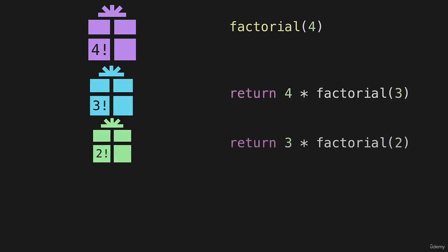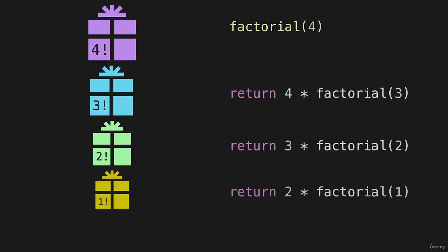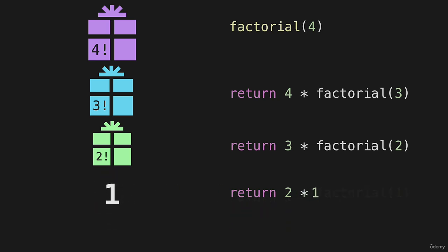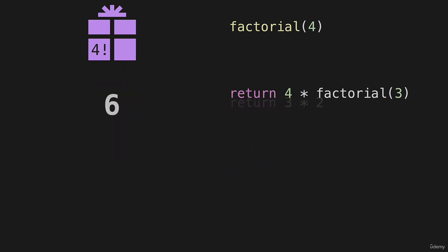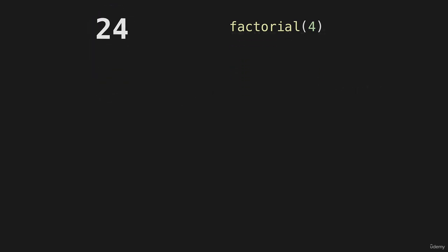Then 3, and 2, and 1. And in the gift box video, we had a ball when we reached our base case, but now this is going to be a 1. And then 1 gets returned to this function call. And then we have 2 times 1 is 2, gets returned to this function call. 3 times 2 is 6, like that. And then finally we get to the 24.